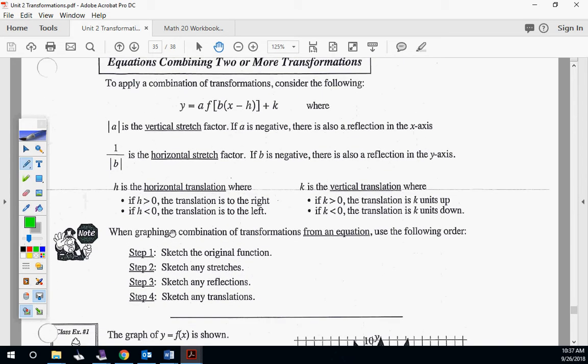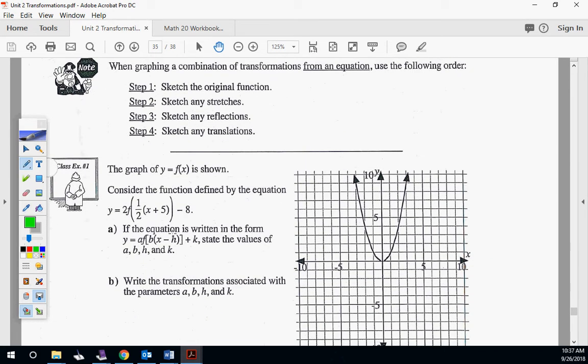Lesson 8. This beginning part is just a review of the things we've gone over. It shows what the vertical stretch looks like, what the horizontal stretch looks like, and the translations. If you want to highlight a section to go over, that's good. One thing we're focusing on today, today's standard, is the order in which we do these combinations.